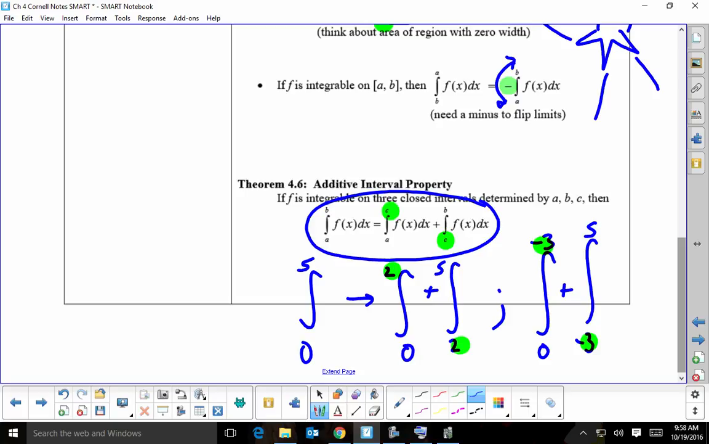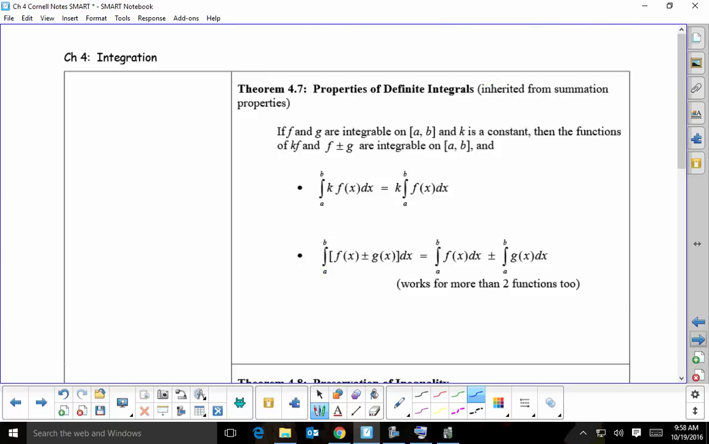Because sometimes they're going to give us information and we're going to have to rearrange, and it's like a puzzle. And sometimes we want to break it up anyway just because some of the areas are above the x-axis and some is below. So we can see what's above, what's below. These guys are just pretty basic. I'm not too worried about it.